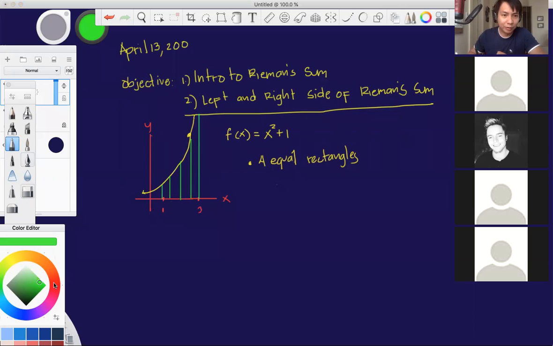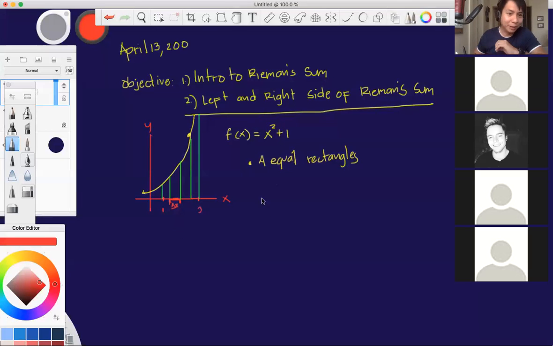And of course, we wanted to find out, since this is 4 equal rectangles, this is defined as delta x. So we want to figure out what's the value of our delta x. So how do we do that? Any ideas? What's the length of our delta x, guys? From 1 to 3, it would be 3 minus 1 divided by 4. That would give us delta x, or 0.5. Delta x will be equal to 0.5.